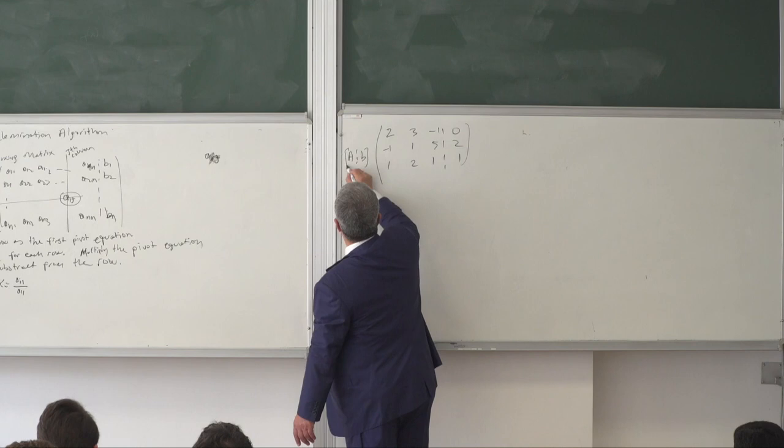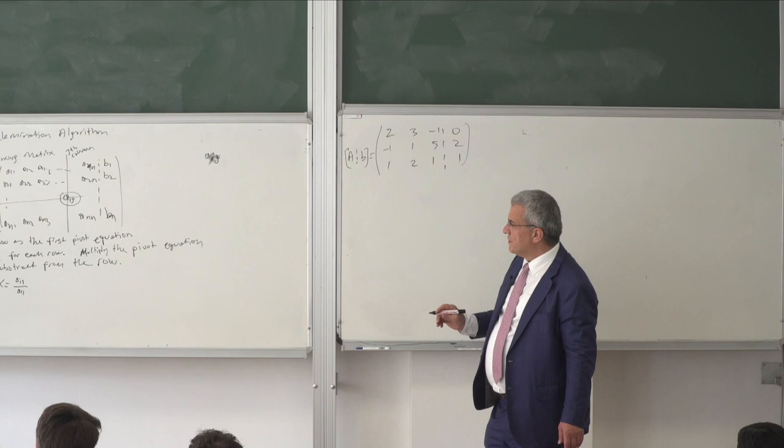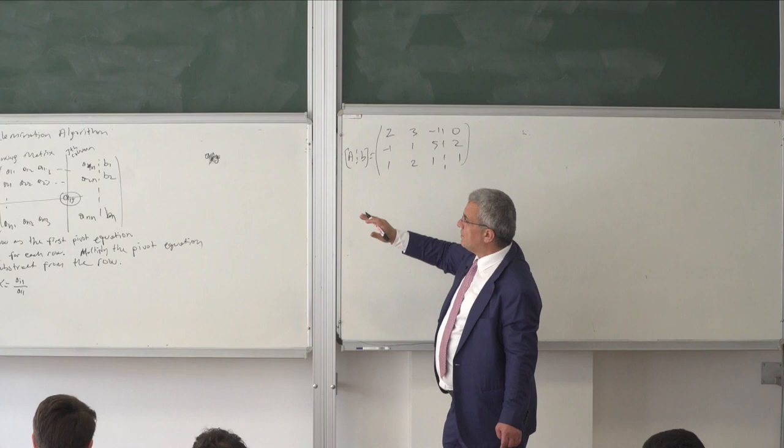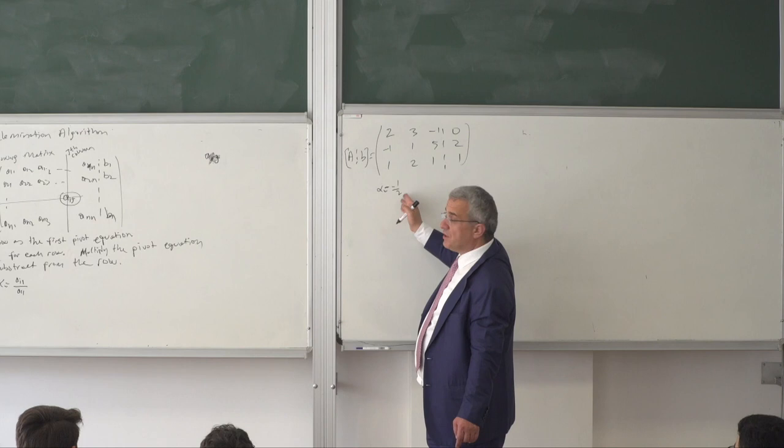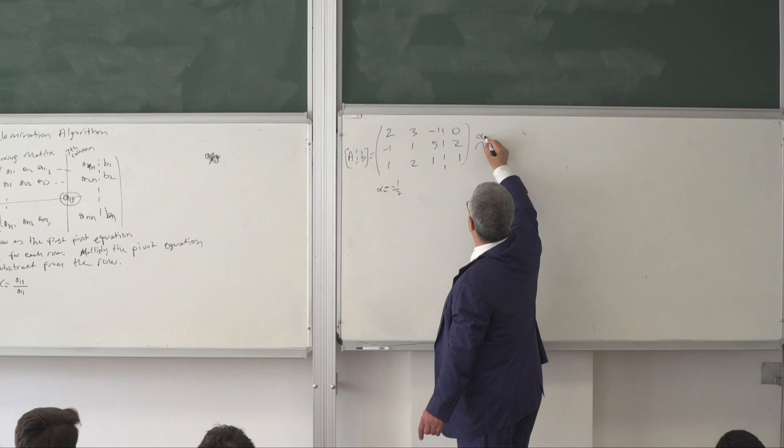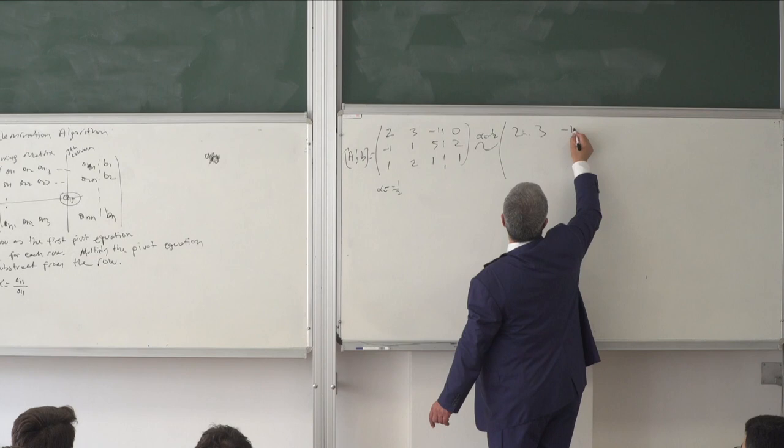So I formed this. This is the first step. I put them side by side, right? Now what it is telling me is to calculate alpha for this row. What is alpha? Minus 1 over 2. Multiply this with minus 1 over 2 and subtract from here. So alpha is equal to minus 1 over 2. This will become 2, 3. This remains the same. This is very easy to program.